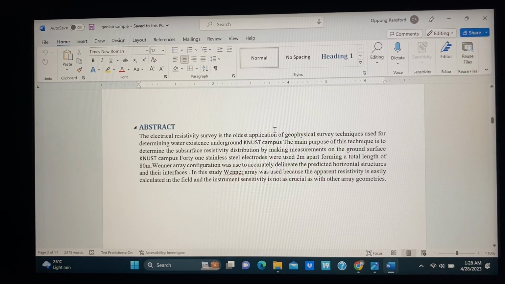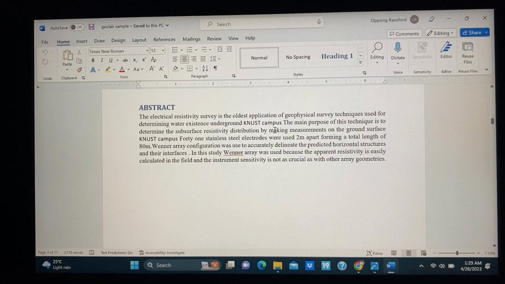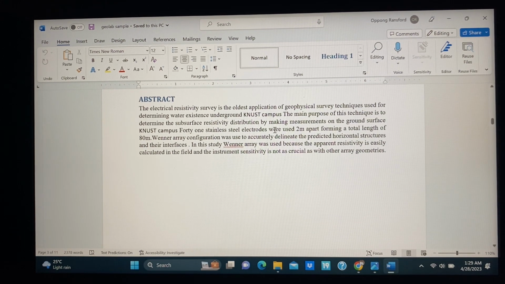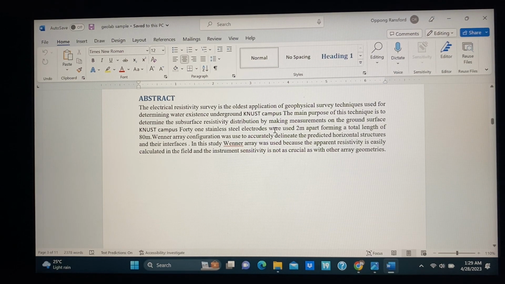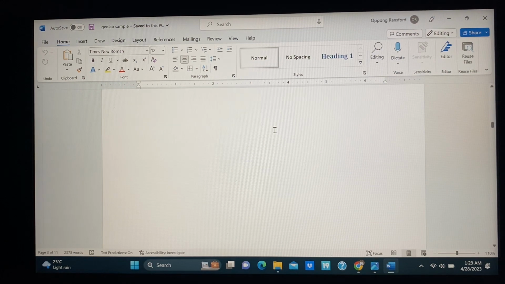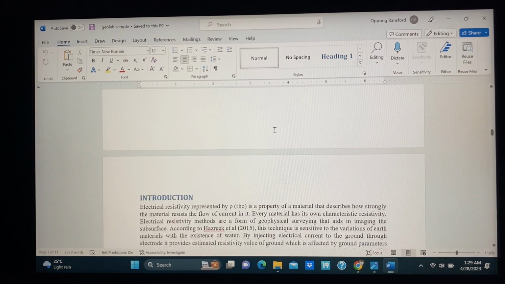The abstract is just a summary of the whole work that we've done so far, and we already have an idea about it since first year, second year, we've been writing reports and abstracts and all of that. So for the abstract, you just try to summarize all the work that you've done in a simple way, to make someone who has not even done geophysics understand. Okay, then we proceed to the introduction.